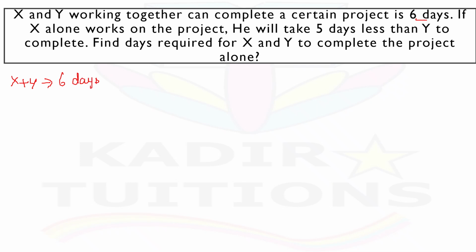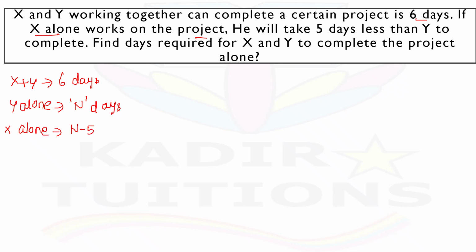Now the next step they have given us, X alone works on the project. He will take 5 days less than Y to complete. So for this reason, how to define X? First I need to know what is Y. Y alone can do the particular project in how many days? That has not been given directly. So we can take it as n days. Now we can define X alone. X alone can do the work in how many days compared to Y? 5 days less. So I can define it like this: n minus 5.